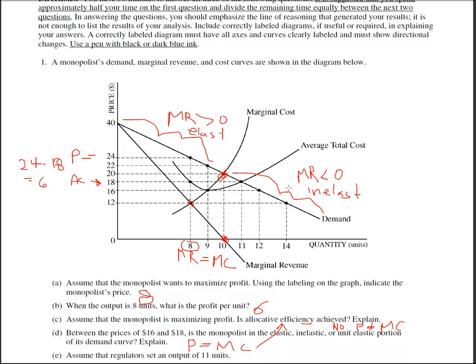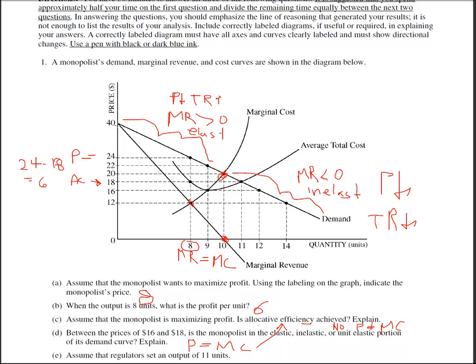Why is it elastic when marginal revenue is greater than 0? Well, the reason is I lower my price, I sell more. Positive marginal revenue means as I sell more, my total revenue is going up. Think of the test on elasticity. Price down, revenue up. So up here price goes down, total revenue must go up. It's going to go in the opposite direction if it's elastic. And down here, price goes down, total revenue goes down.